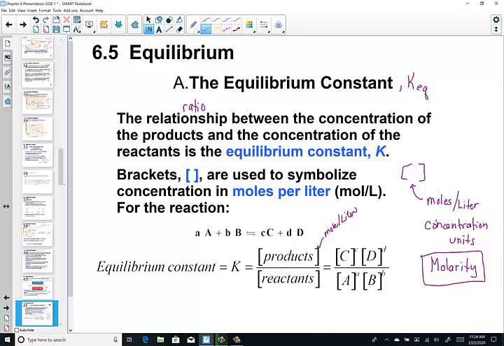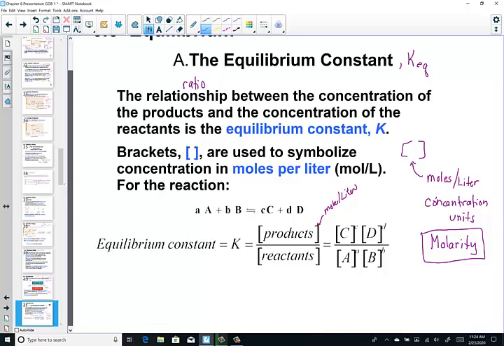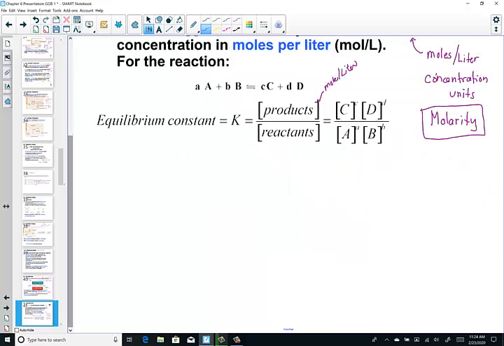So let's take an example using some generic letters. I'm going to write this with you. Let's say we have, in terms of coefficients, reactant A plus reactant B in dynamic equilibrium, making element C and D.